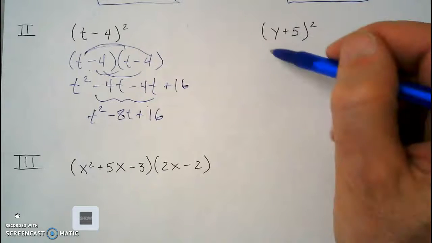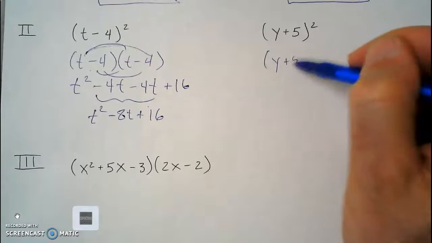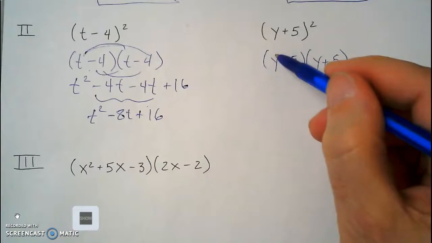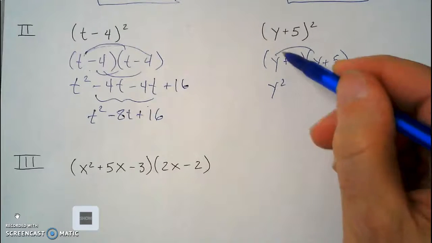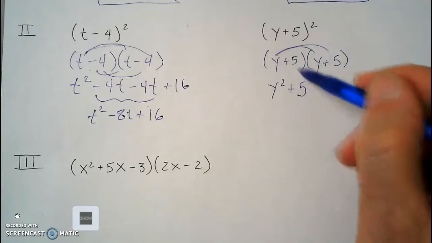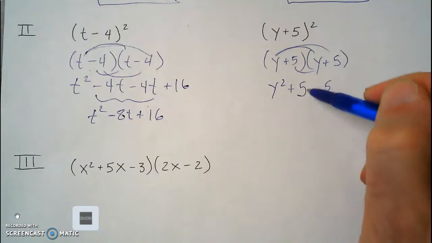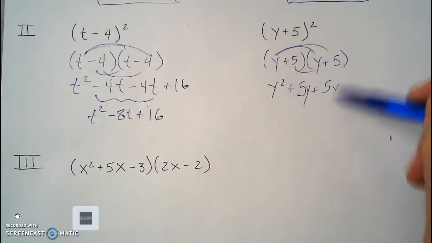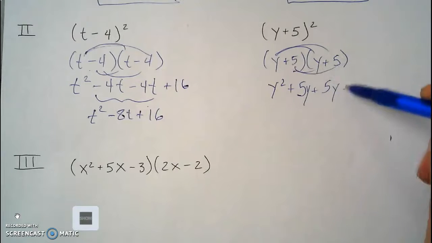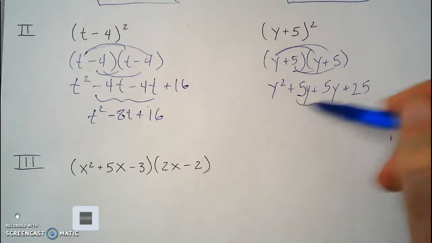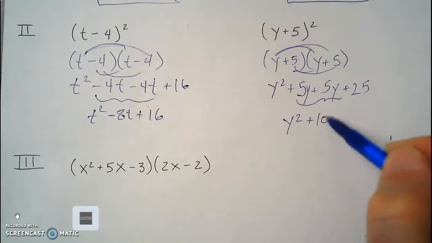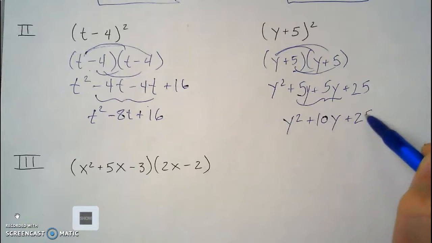Okay, so same over here. You can try it. I'll write it out twice to begin. And off you go. Distribute y. Distribute 5. I forgot the y there. There we go. 5y. And 5 times 5 is 25. Again, combine in the middle. They do not cancel. They're both positive. It doubles to 10y. And I'm done.